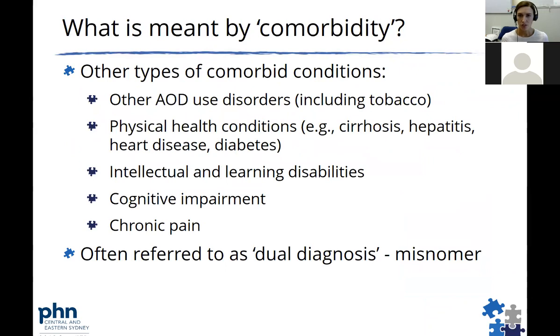There are, of course, lots of different types of comorbidity, including other AOD use disorders, including tobacco, physical health conditions such as cirrhosis, hepatitis, heart disease and diabetes, intellectual and learning disabilities, cognitive impairment, and chronic pain. The co-occurrence of one or more AOD use disorders with one or more mental health conditions is often referred to as dual diagnosis, but this term is often misleading because many clients present with a range of co-occurring conditions of varying severity.